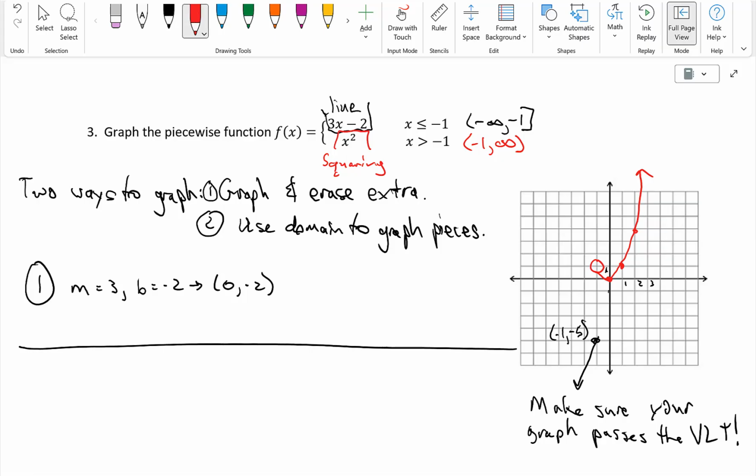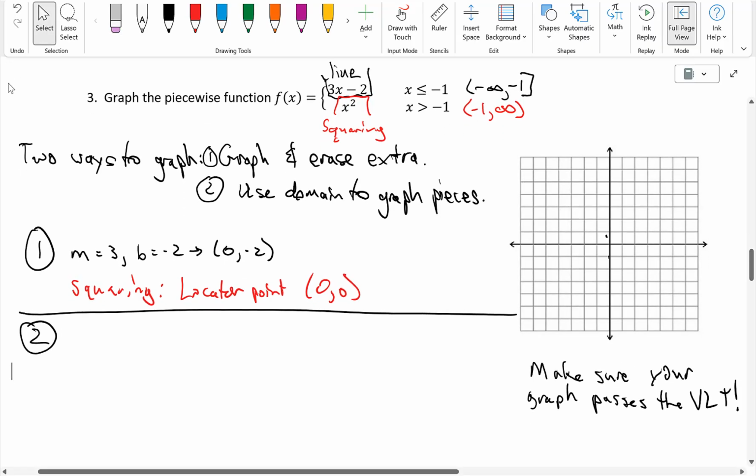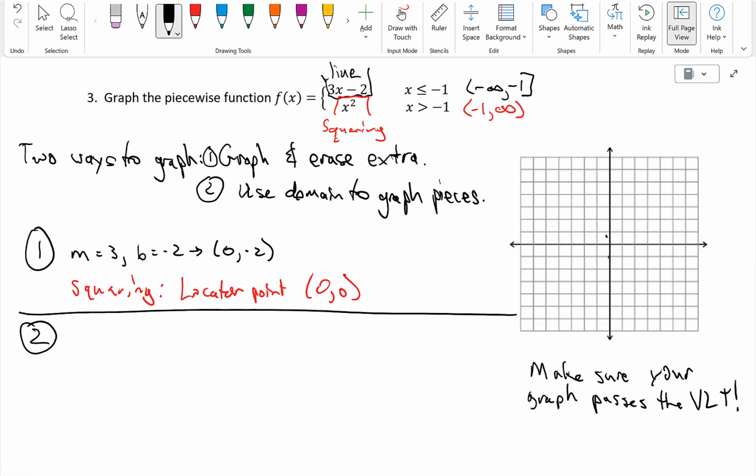I didn't even put the red here, squaring function, right? We had that one, but we talked about our locator point, 0, 0, and then we went from there. For the second method, we generally use maybe a table of values. I can erase and redraw. You don't have to if you don't want to. You can skip ahead or watch it. If you didn't like that method, we can plot some points together.